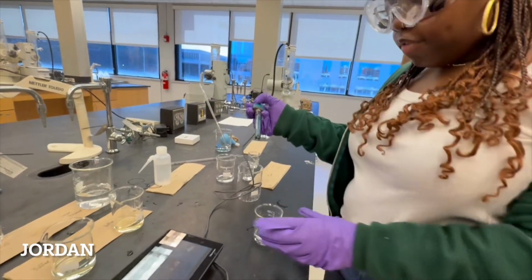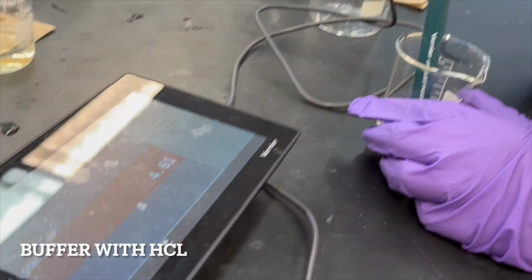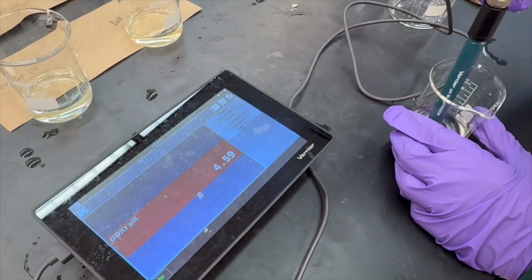Finally, to test the pH of another sample's unknown pH solution, place the pH meter in the beaker with the unknown and read the pH. The pH for this sample is about 4.60.